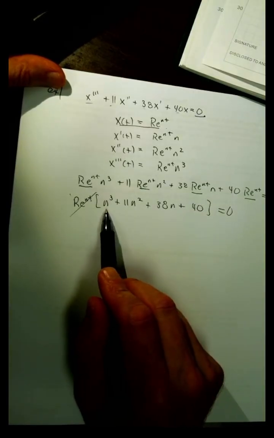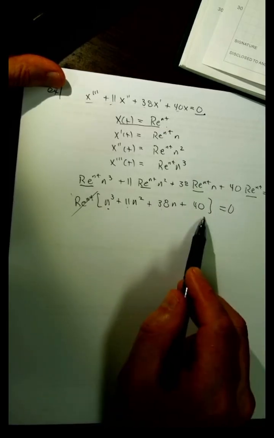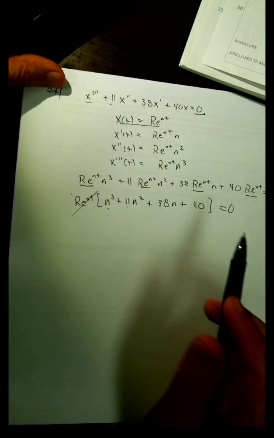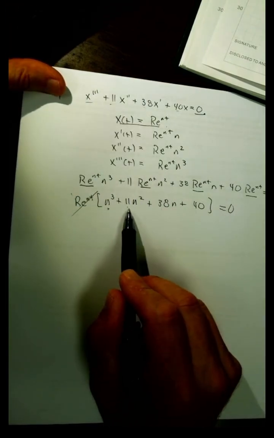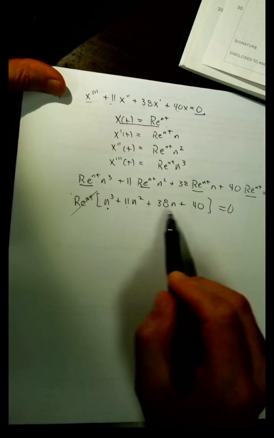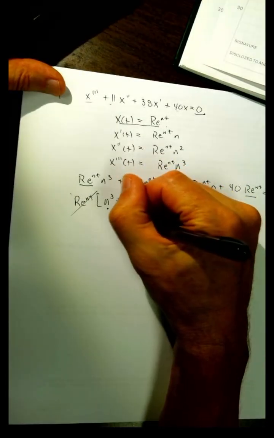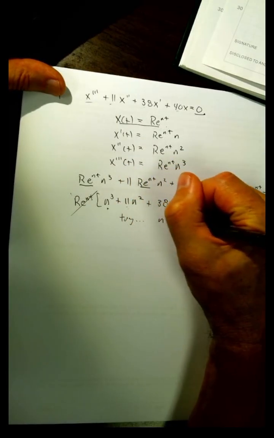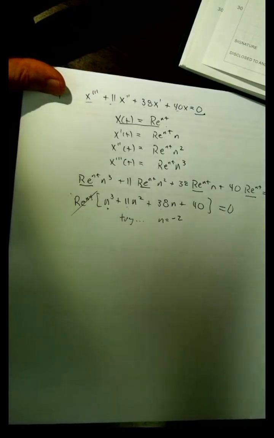Notice if I plug in 1, I'm going to get 1 plus 11 plus 38 plus 40. I'm just adding numbers up, so any positive number is not going to work. So that's out. If I try minus 1, I'm going to have minus 1 plus 11 is 10, minus 38 is minus 28, plus 40. That's not 0. Okay, I'm going to try minus 2 and hope it works. Or again, you could just go into Desmos, graph it, and look at it. But on a quiz or test, you can't do that, so you just hope that I gave you something nice.